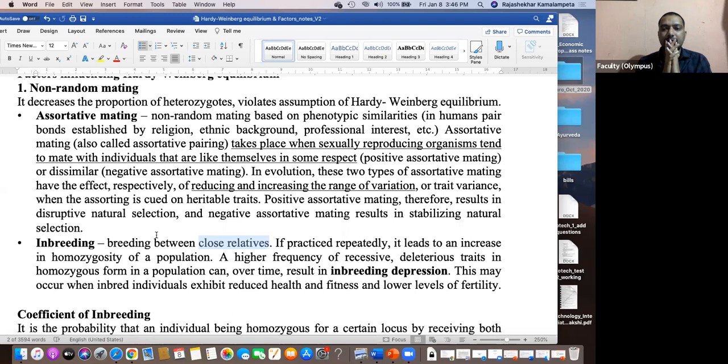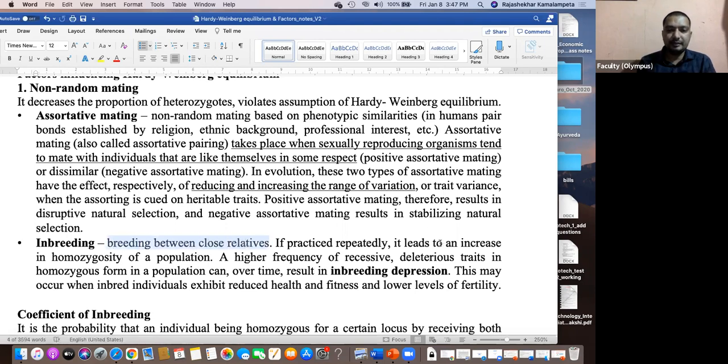So inbreeding happens there. What is the effect of inbreeding on gene frequency, genotypic frequency? We'll talk about it in a minute. Once I finish the factors, I'll get on to the details about consanguineous marriages that are specifically given in the syllabus. So I'm going to focus more on inbreeding on that. But for now, just be familiar that it is a marriage or mating between close relatives.